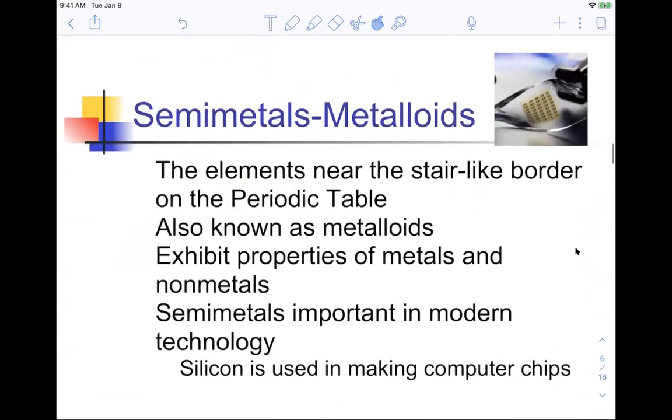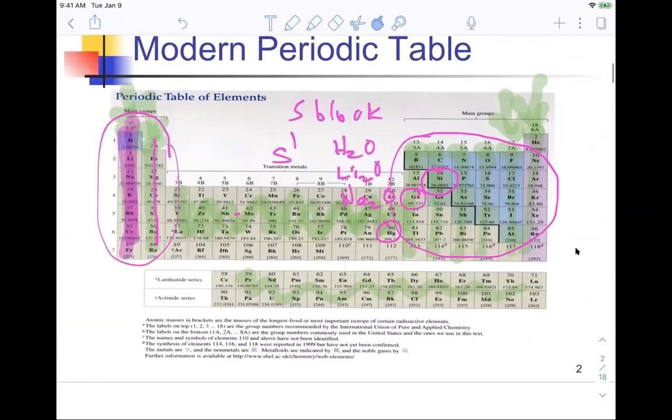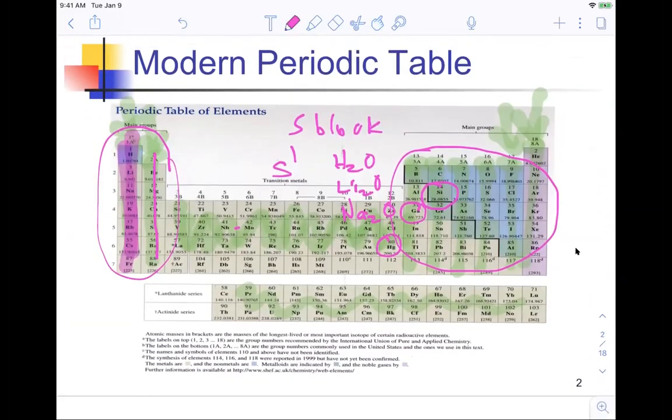Semi-metals or metalloids. So if you remember the stair-step line, these guys right here, they kind of have properties of both. And remember I mentioned silicon. Silicon has a luster. Silicon is a semiconductor. It conducts electricity kind of okay. Carbon's kind of touching that line.